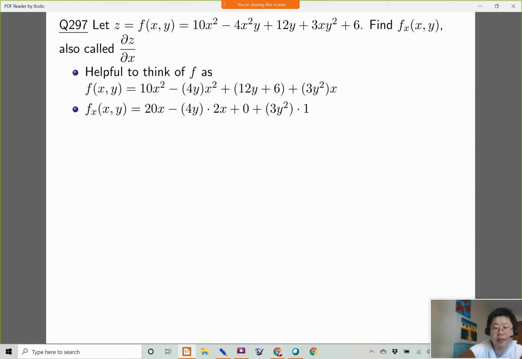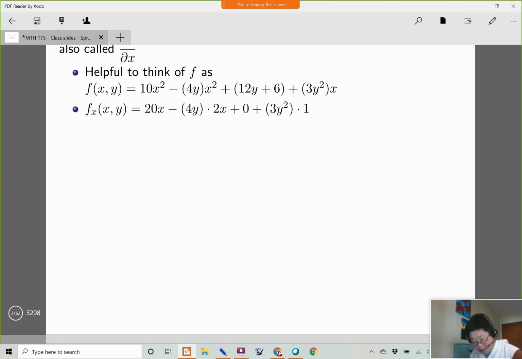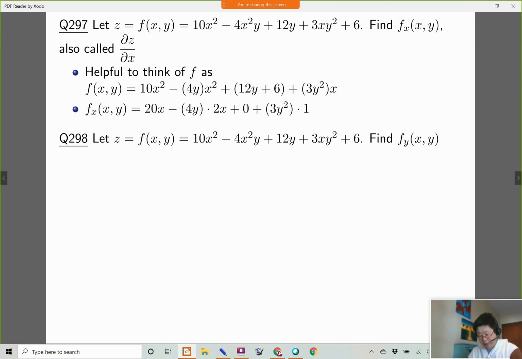Okay, I'd like to actually take the same function and do one other thing. So we're done with this question, but using the same function, f of x y, I'm going to just change how the question looks. So we're going to look at the partial derivative with respect to y now.